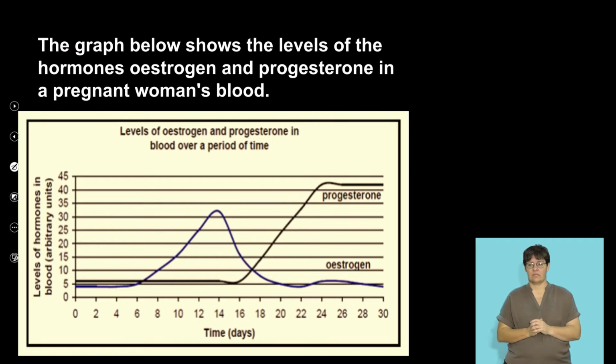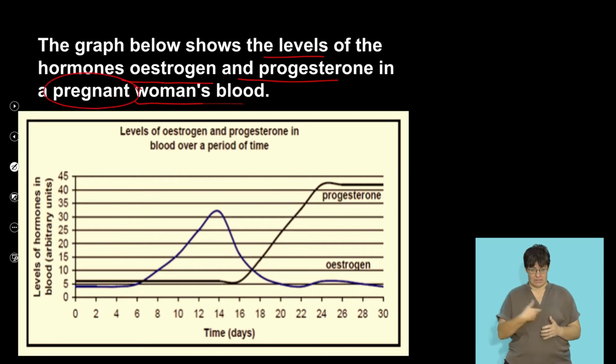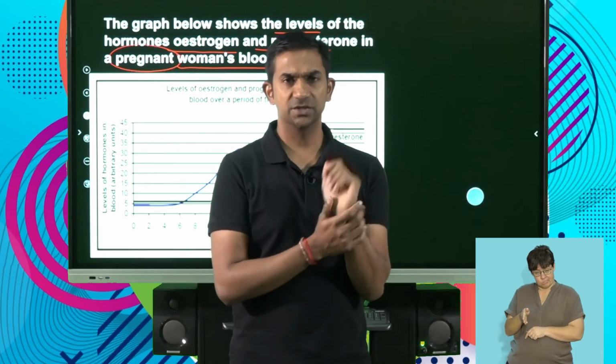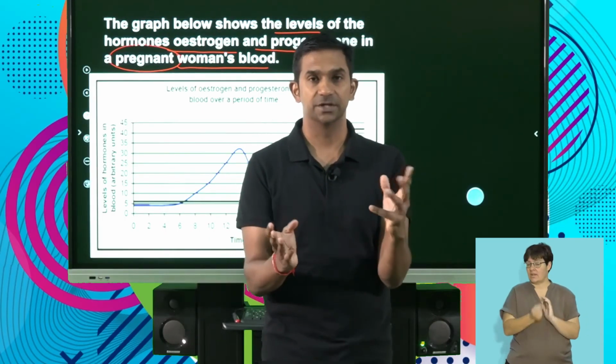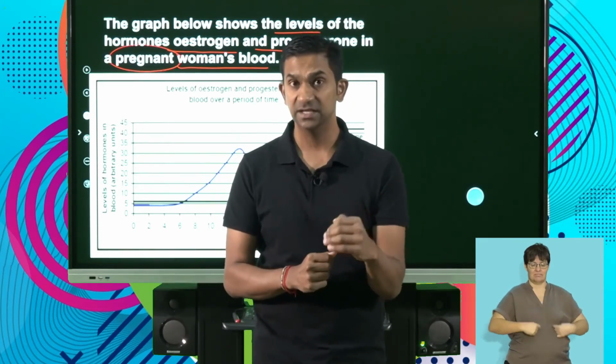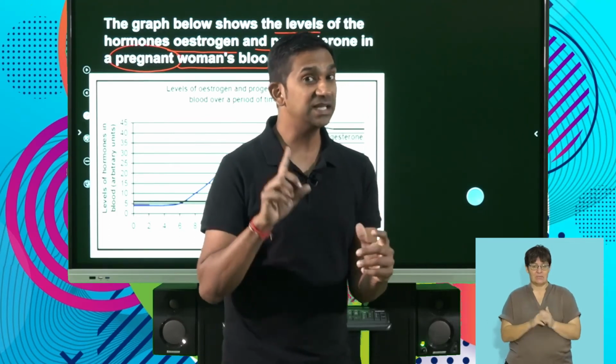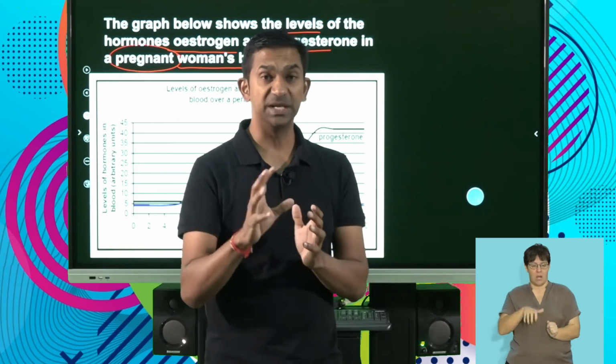Right, so the graph below shows the levels of the hormones estrogen and progesterone in a pregnant woman. And it's important that we recognize that the question refers to a pregnant woman. We know that pregnancy is maintained by the level of progesterone, and that's something you must always remember. During pregnancy, there's no ovulation. So the endometrium now needs to be maintained. There's no menstruation, and there's no ovulation as well. These are the key things you've got to remember about being pregnant.